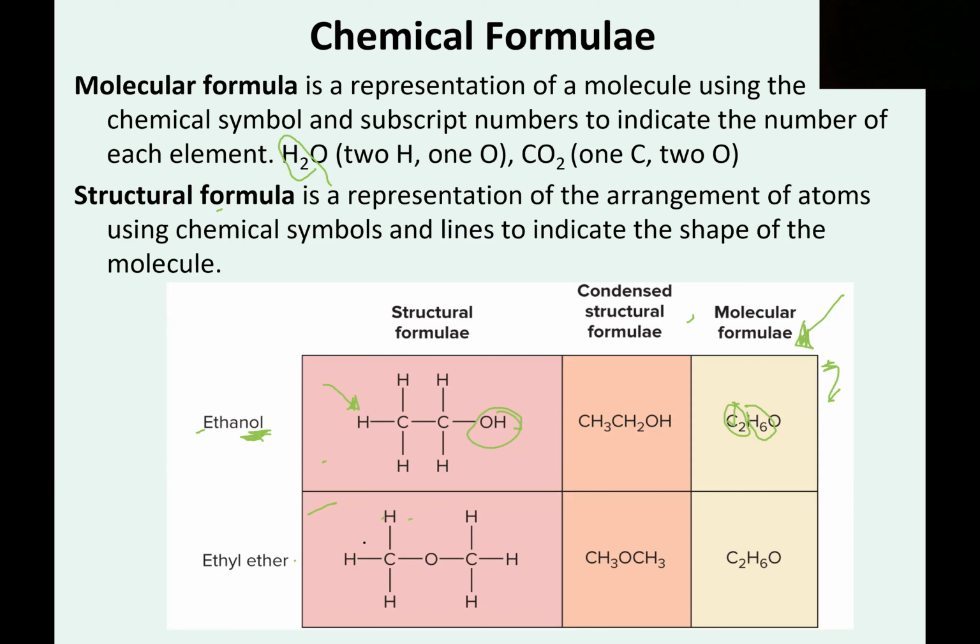Ether means that you have an oxygen between 2 carbons. So the carbon is bonded on one side of the oxygen, the other carbon's bonded on the other. There is a certain number of lines that each of them can have, and that indicates the number of bonds.